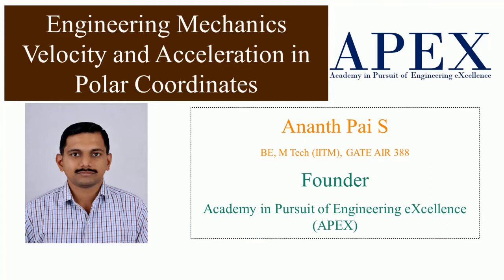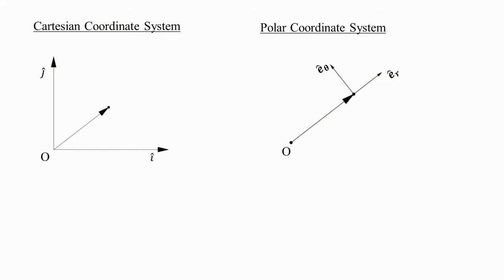Now let us see what is the difference between Cartesian coordinate system and the polar coordinate system. Now why is a coordinate system used in general? Coordinate systems are used to specify a point. Now how do you specify a point in coordinate system? You specify the point by using something called position vector.